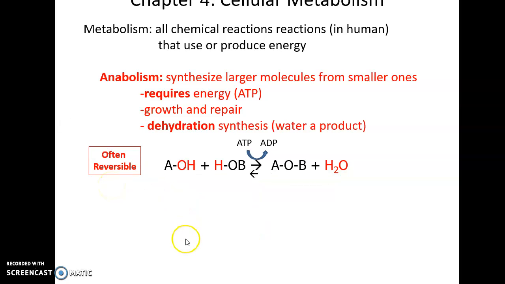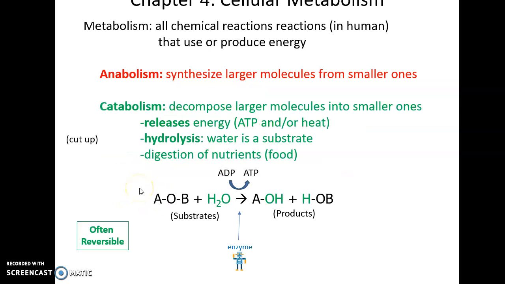And it turns out often these are reversible reactions, so don't be surprised if you see it going in the opposite direction, which technically is what catabolism is. All right, catabolism, decomposing larger molecules into smaller. Catabolism is going to release energy. Energy is produced. ADP gets turned into ATP.